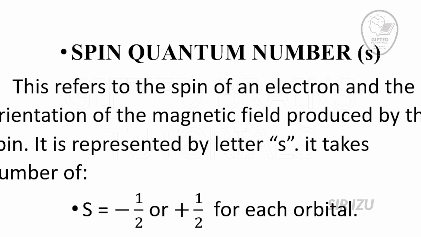And lastly, we talk about the spin quantum number. This really just refers to the spin of an electron and the orientation of its magnetic field produced by that spin. Yes, it takes values of plus half or minus half for each orbital.